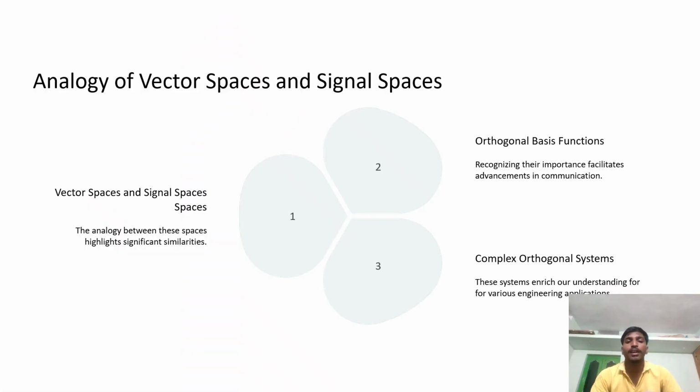Analogy of vector spaces and signal spaces. First one, vector spaces and signal spaces. Second one, orthogonal basis functions. Third one, complex orthogonal systems. Vector spaces and signal spaces. The analogy between these spaces highlights the significant similarities.